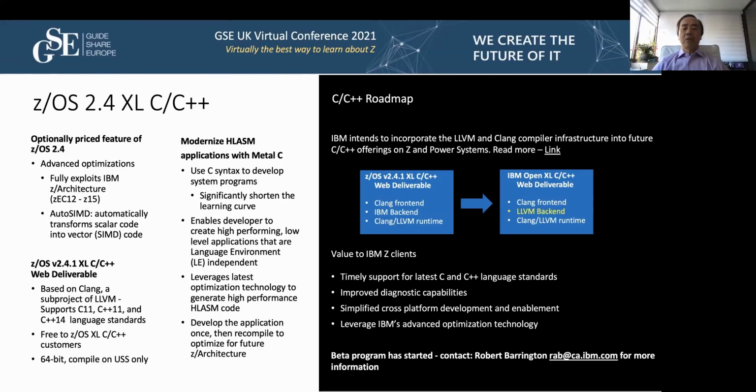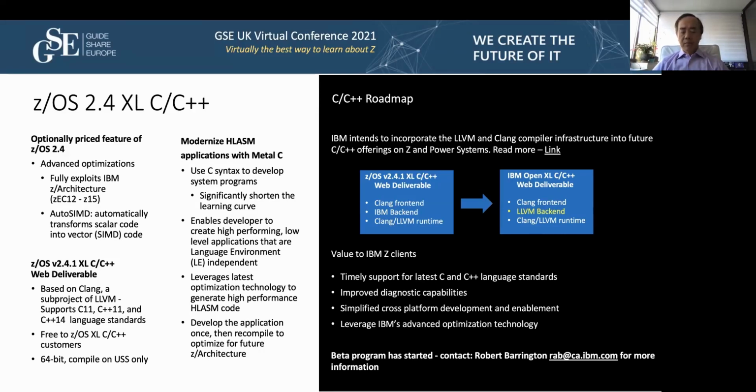So this compiler, the full LLVM enabled compiler, which we will call IBM Open XL C and C++, the beta program has started. So please contact me or Robert Barrington, who's the product manager for C and C++. We'll be happy to work with you to get you on the beta.